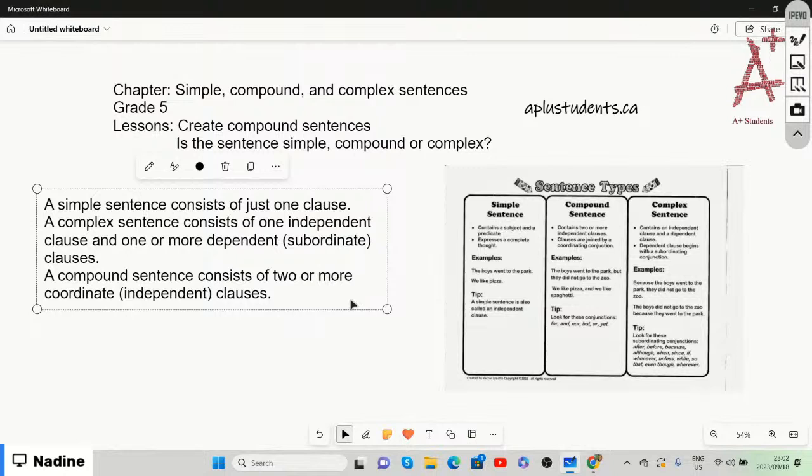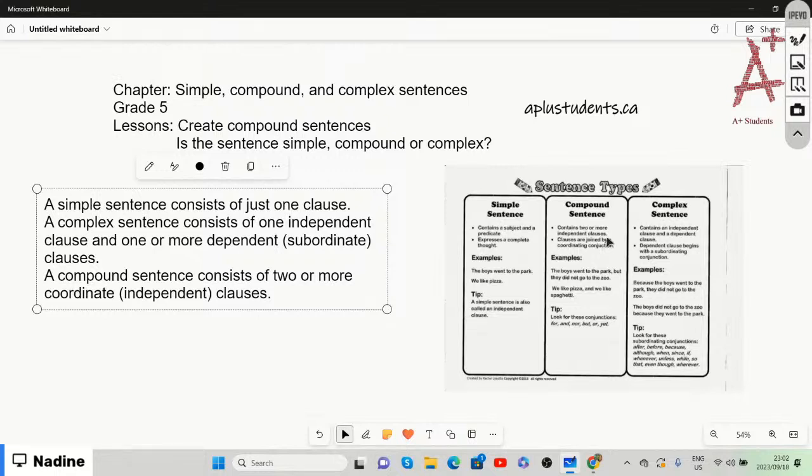So a simple sentence has one independent clause, and it contains a subject as well as a predicate, which is a verb. Whereas a compound sentence contains two or more independent clauses, which are joined by a coordinating conjunction, which is and, but, or so. Those are the basic coordinating conjunctions. So that was our previous lesson on is the sentence simple or compound.